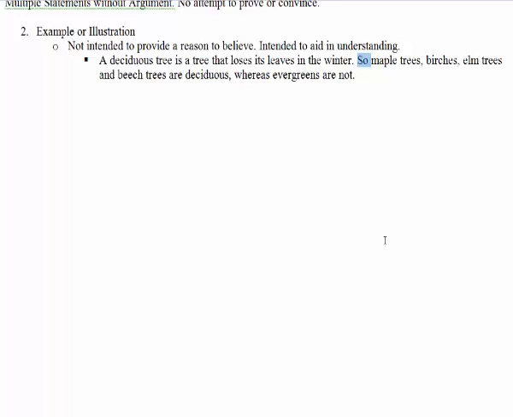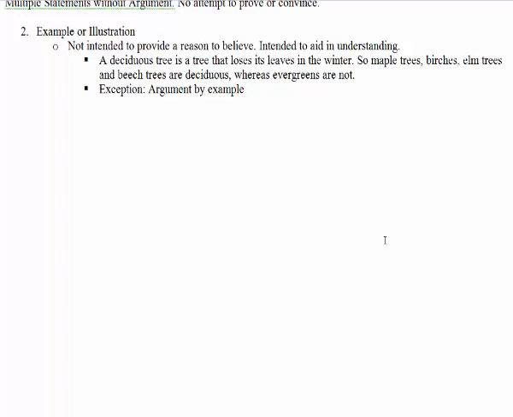Now, as usual, with a lot of this material, there is a complication that arises. Whereas examples and illustrations are not generally arguments, sometimes an example can be used as an argument. And this is called argument by example. When somebody uses an example of something in order to convince you that that type of thing exists, then of course that's an argument because it's an attempt to convince.